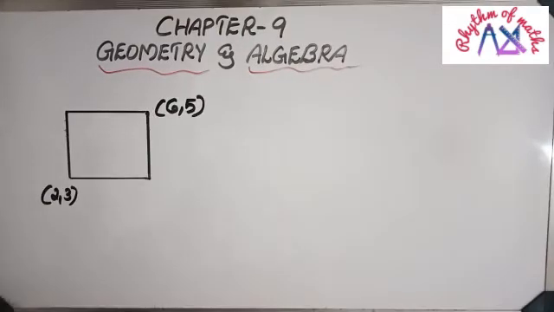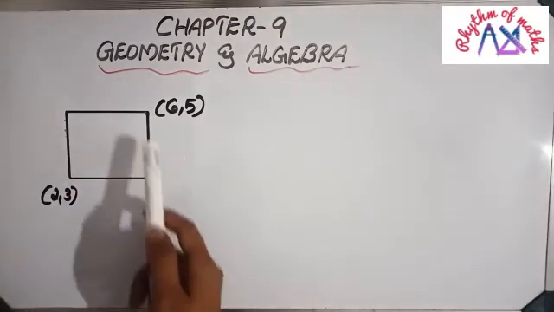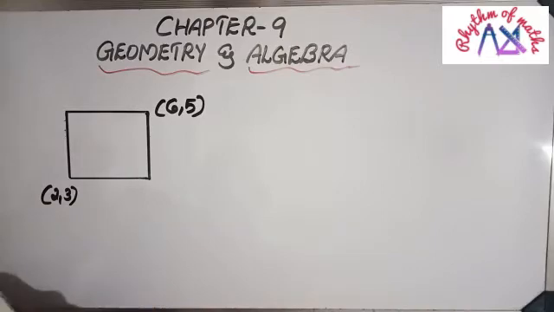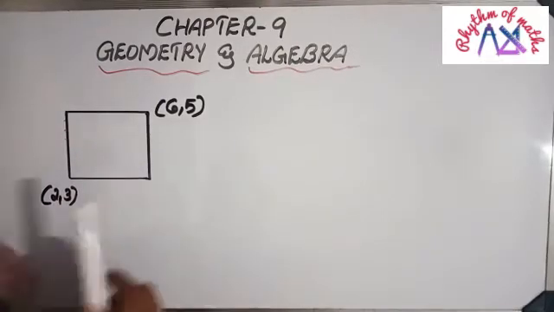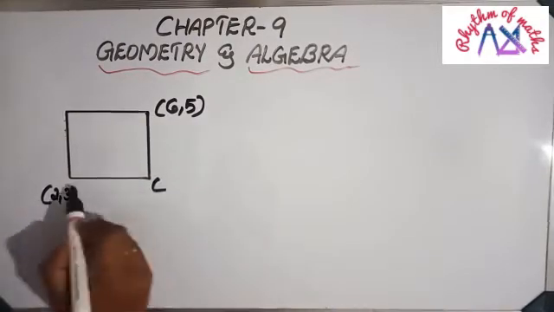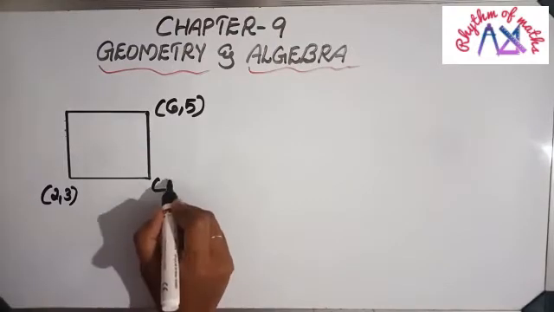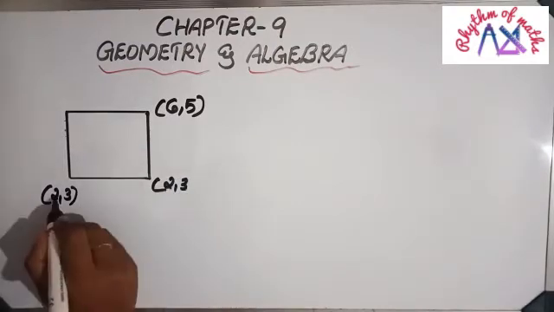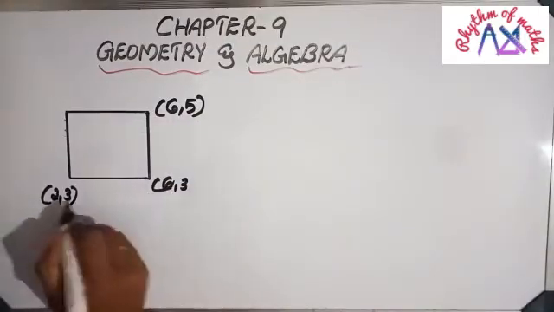Similarly, if we have a rectangle like this, with two coordinates given, then we know how to find the remaining coordinates by considering the lines parallel to the x-axis and y-axis. Here 2, 3 and 6, 5. So what will be the coordinate of this one? This is parallel to the x-axis, so the y-coordinate will be the same, that is 3. Instead of 2, 3, here the x-coordinate will be 6, then 3.